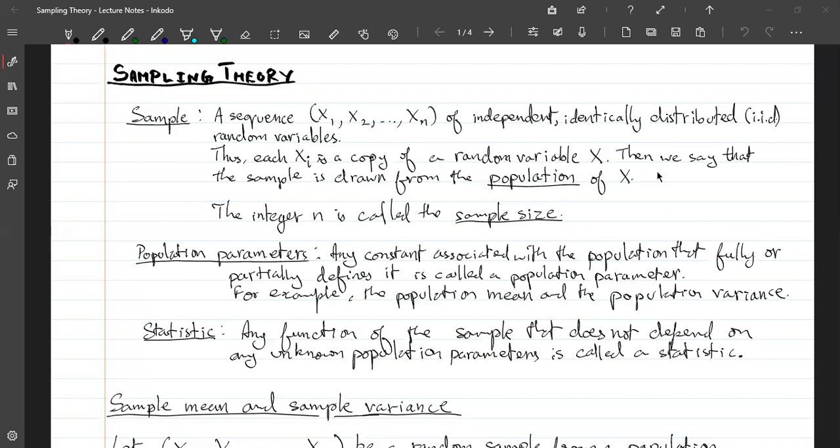So suppose you don't have the complete information about this. For example, mu is unknown, or sigma square is unknown, or both are unknown. These are different possibilities. In that case, in order to get some information about this distribution or population, we collect what is called a sample. So a sample is obtained by repeatedly observing the population in a random and independent manner.